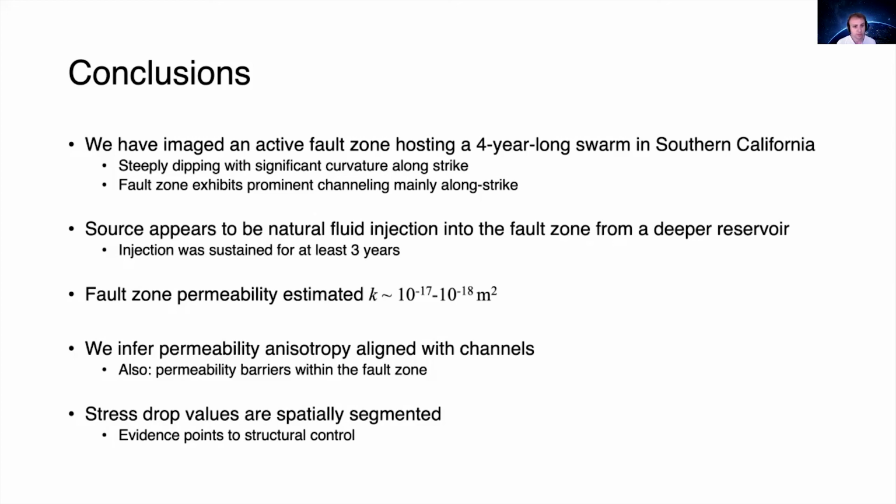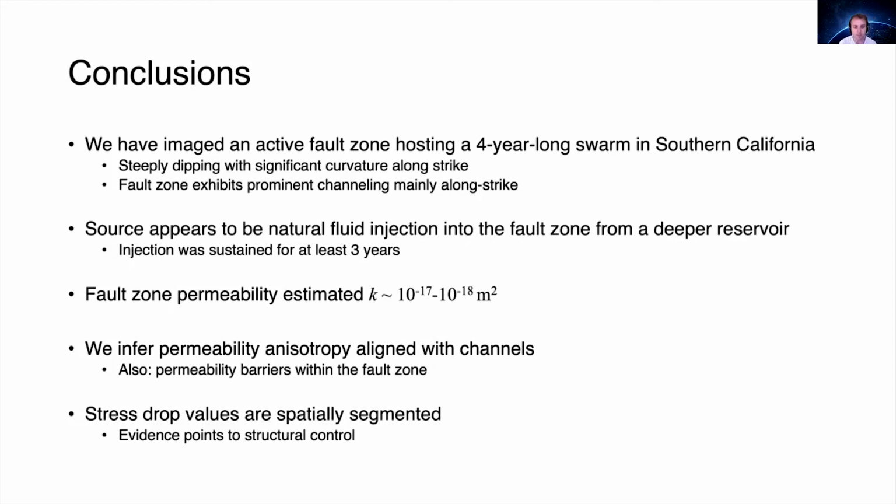which is pretty remarkable. We can try to estimate the permeability, although there's a lot of assumptions that go into this, and it's clear that a lot of the assumptions are probably being violated. But nonetheless, the numbers that we're getting here are something on the order of 10 to the minus 17, 10 to the minus 18 meters squared. We do see evidence for some kind of permeability anisotropy. It's not super strong, but it does seem to be robust, and it is aligned with these high density channels. And we also see a lot of permeability barriers within the fault zone.